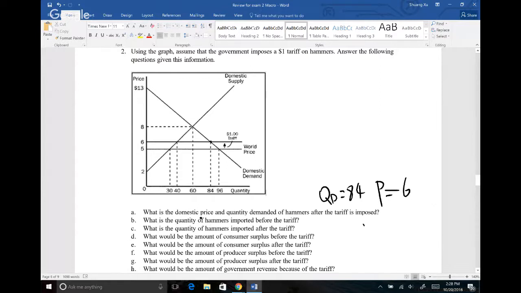And then what is the number of hammers imported before trade? So before trade, this was our quantity demanded. This is our quantity supplied. So our consumer buys 96, business supplies only 30, then the quantity imported before the tariff would be 66 units. And then the quantity imported after the tariff, so this is our new quantity demanded, this is our new quantity supplied, so 84 minus 40, that will be 44 units. All right.